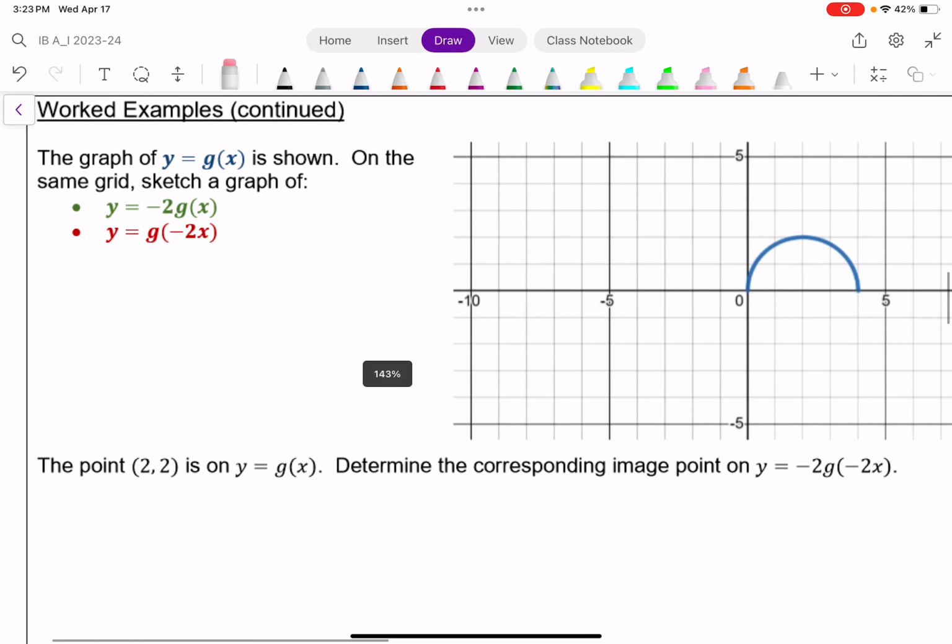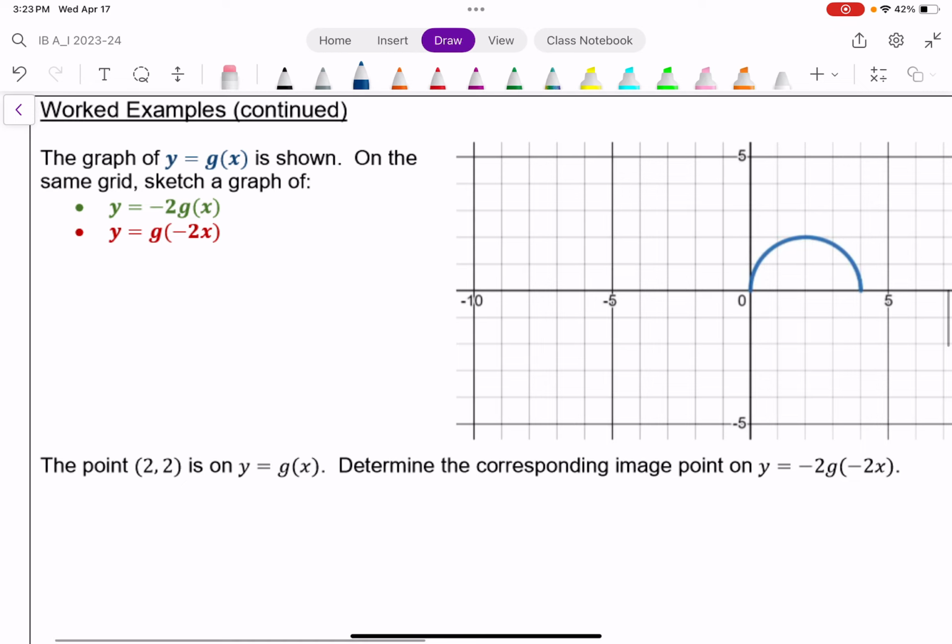All right, here I have a different function. It's g of x. What's the equation? Doesn't really matter, because I'm not asking for the equation. I just want to understand these transformations. But what I see here in blue is g of x.